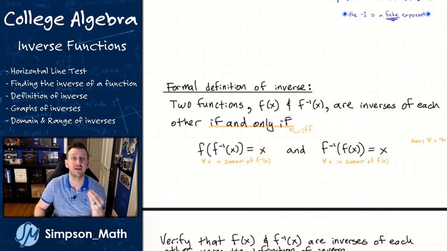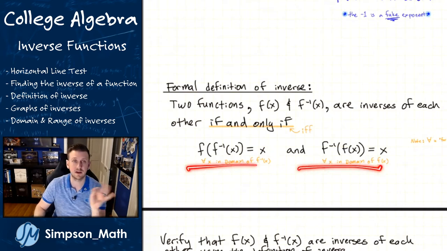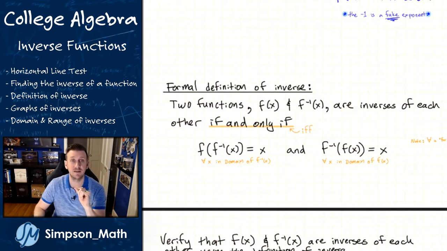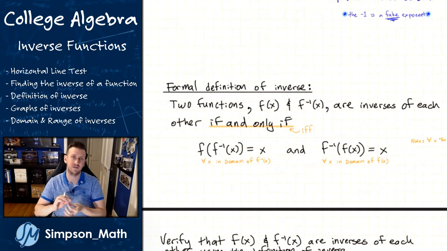So the typical way that we verify that two functions are inverses is to plug them inside of each other, composite them together, and if we get x's, then they're inverses. If we don't, then they're not. For all the ones in today's notes, we're going to find inverses, and then we're going to verify that they are.